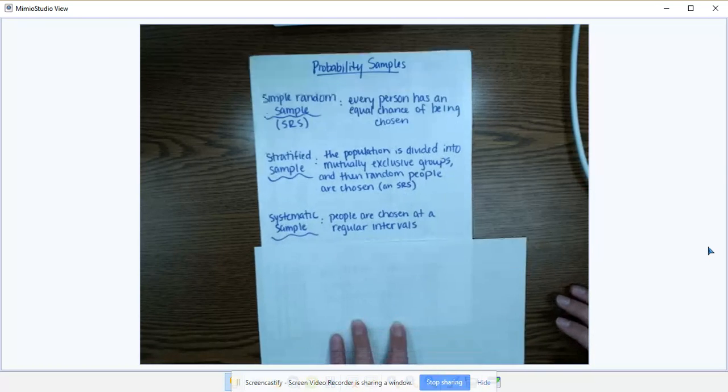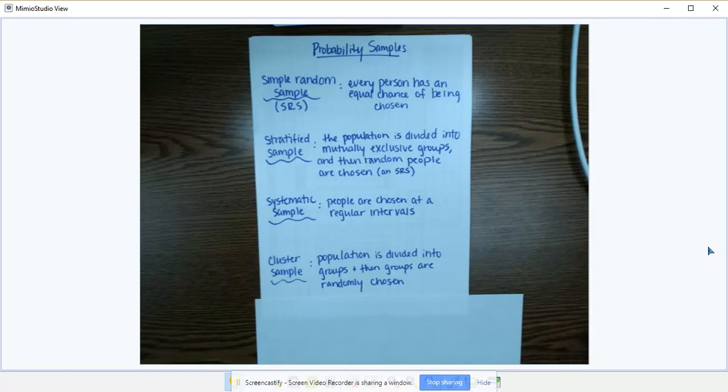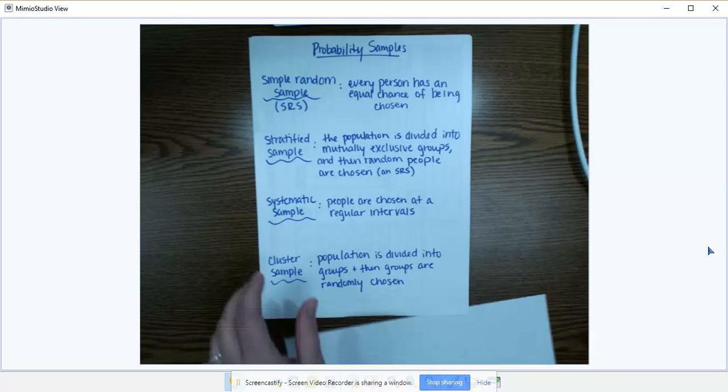Systematic sample, just like it sounds, there's a system to it. So you choose your sample based off of some rule or interval. So every 4th person is chosen, or every 11th person gets a survey. And then there's a cluster sample. So your population is divided into groups, and then whole groups are chosen at random.